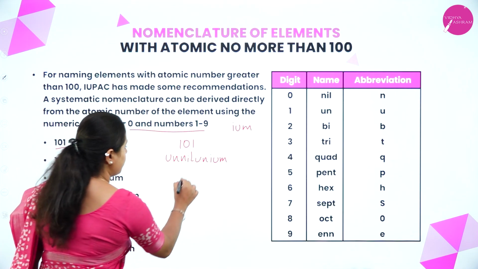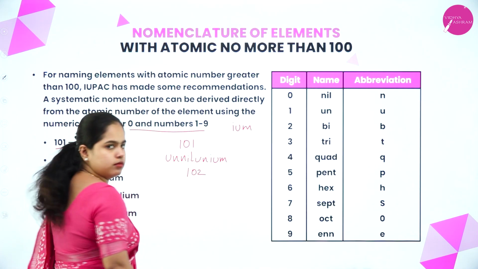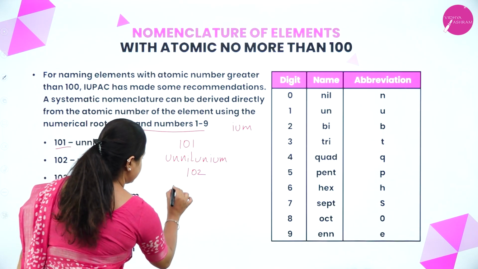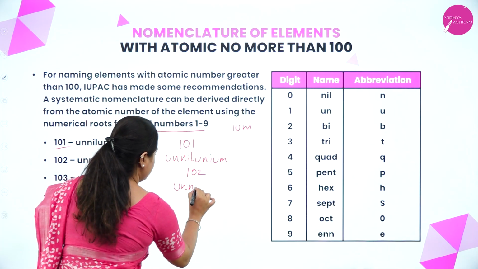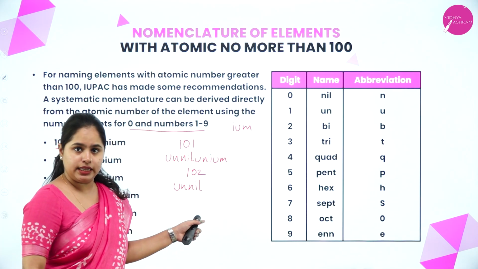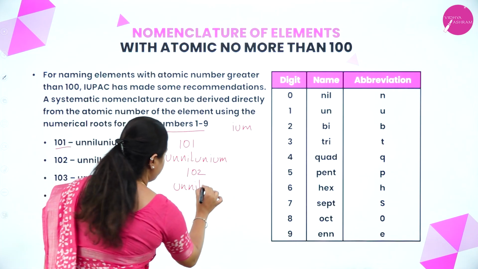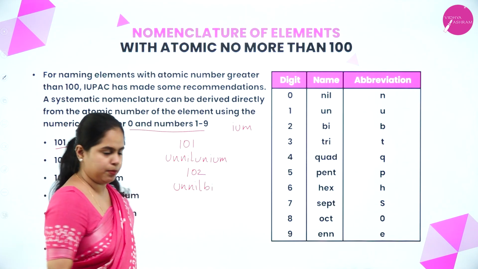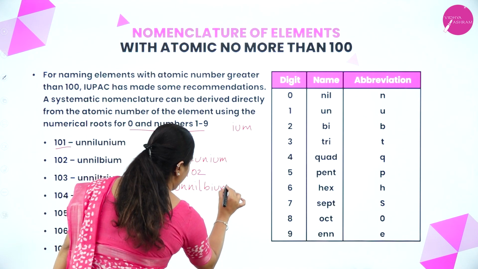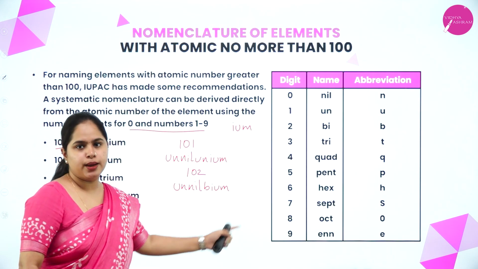Right. Let's take the example of 102. For 1 it is un. For 0 the name is nil. And for 2 it is bi. Yes, un, nil, bi is written. I said you have to add ium. So it is un, nil, bi, ium.